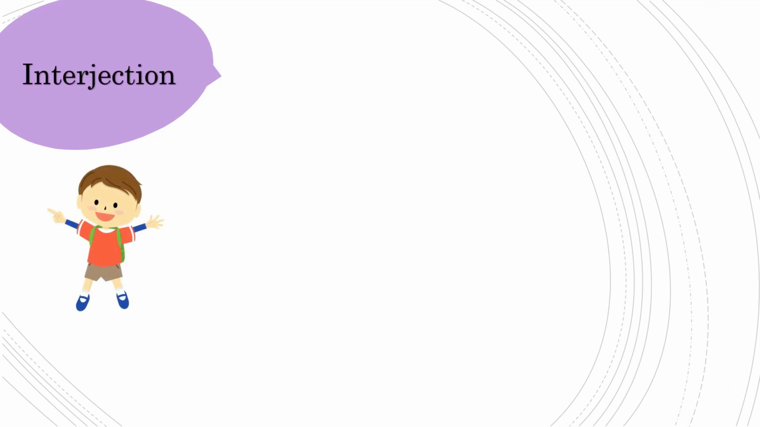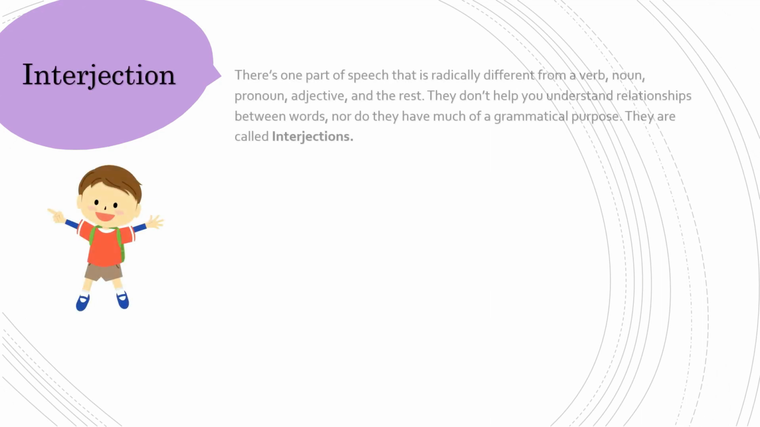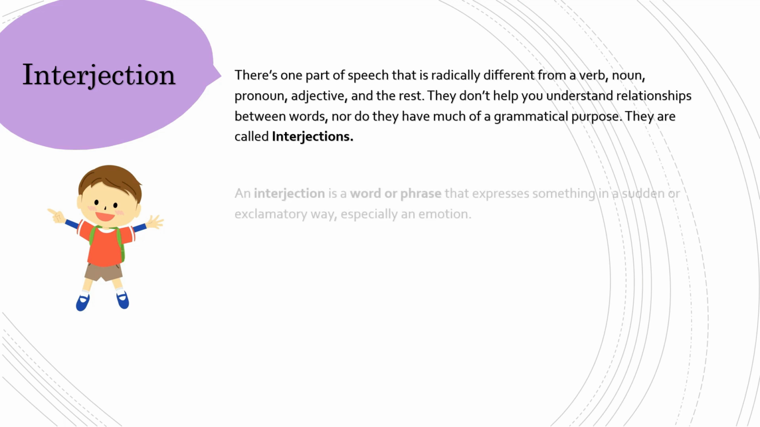Interjection. There's one part of speech that is radically different from a verb, noun, pronoun, adjective, and the rest. They don't help you understand relationships between words, nor do they have much of a grammatical purpose. They are called interjections. An interjection is a word or phrase that expresses something in a sudden or exclamatory way, especially in emotion.